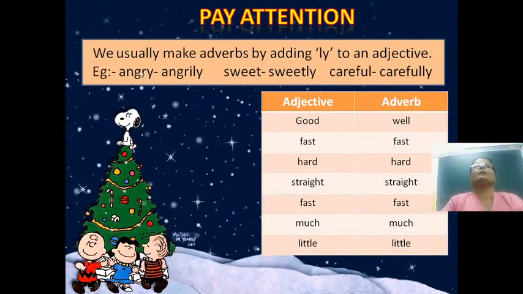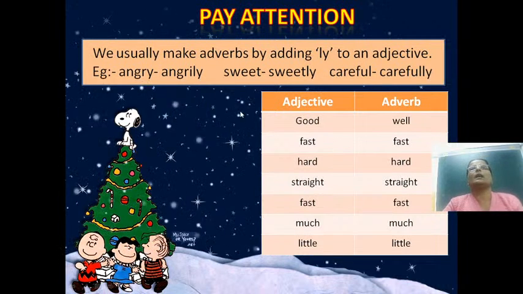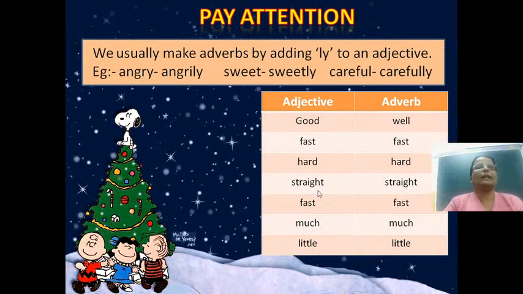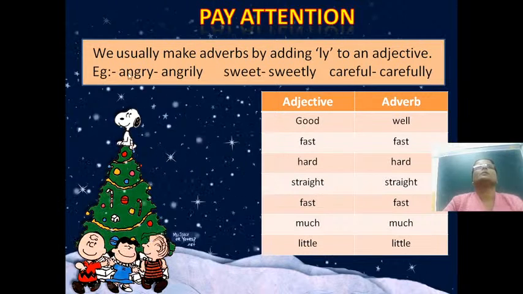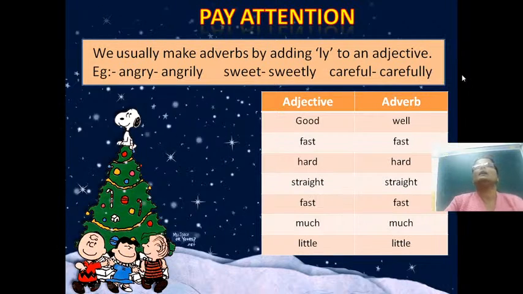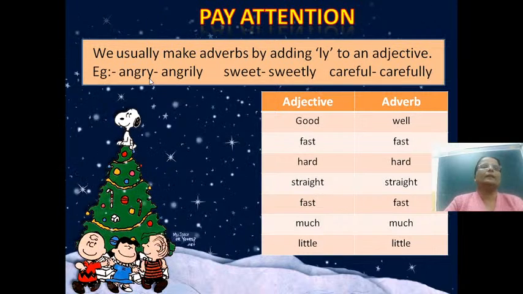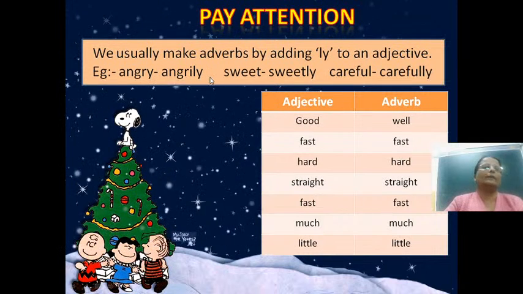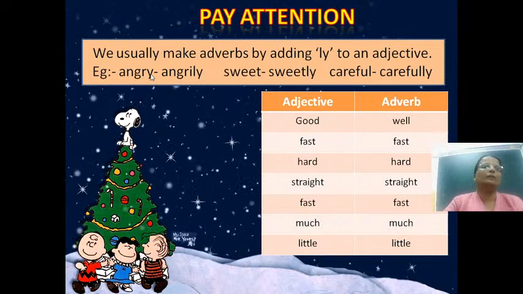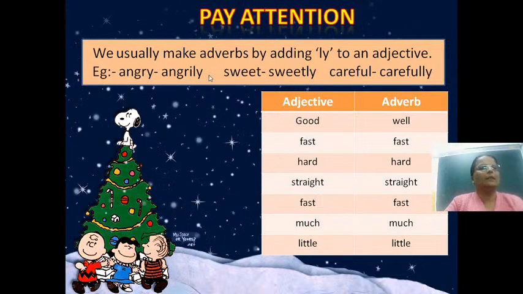So here we can see how we form adverbs from the adjectives, and there are some exemptions for the adverbs. Okay, so let's see. We usually make an adverb by adding ly to an adjective. For example, angry: we cut this y and add ily. If an adjective is ending with y, then we will just remove the y, and instead of y we add i, then we add ly.